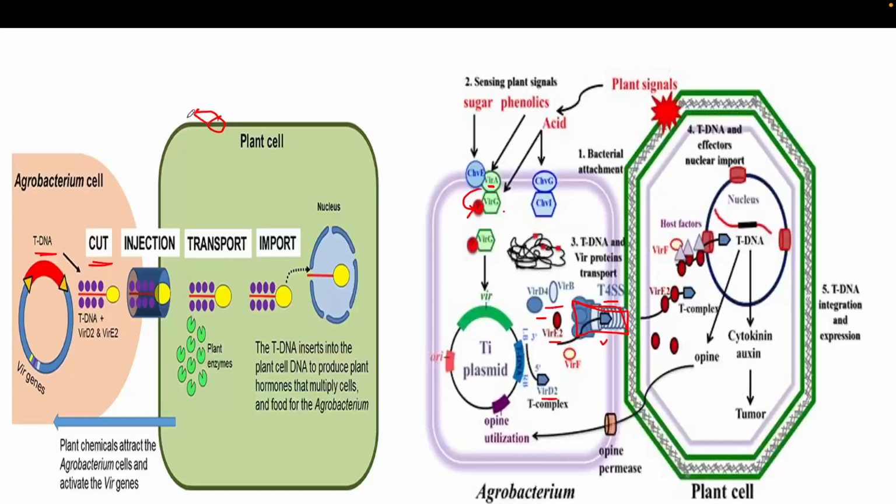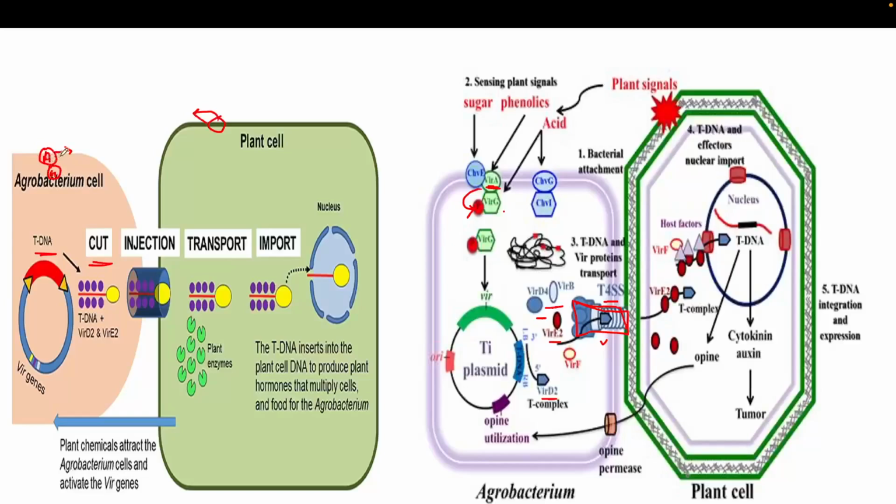Okay, this phenolic compound will be sensed by the virulence gene A, which is present on the membrane of the Agrobacterium tumefaciens. Here the virulence gene A will be present. It will activate the virulence gene A, which is a kind of kinase. There is a virulence gene G which is attached with the virulence gene A.